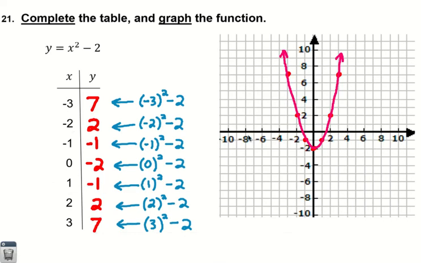-3, 7, right here. -2, 2, right here. -1, -1, right here. 0, -2, right here. And so on, and so on. And so you plot these dots correctly, and then I want you to connect the dots. In this case, it was a U-shaped parabola for your final graph.